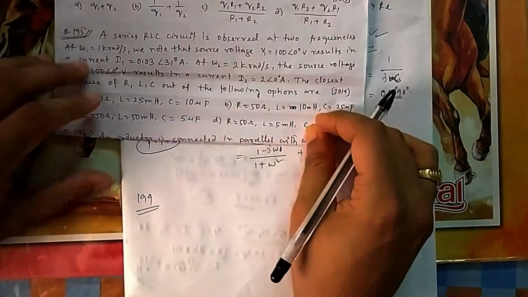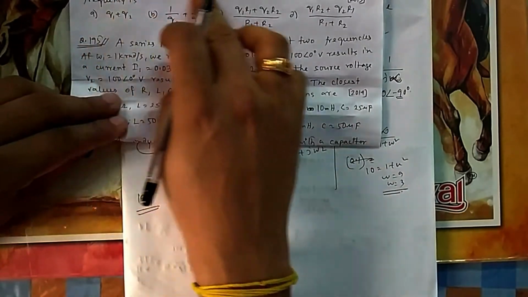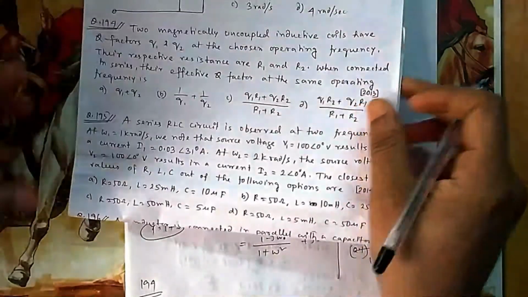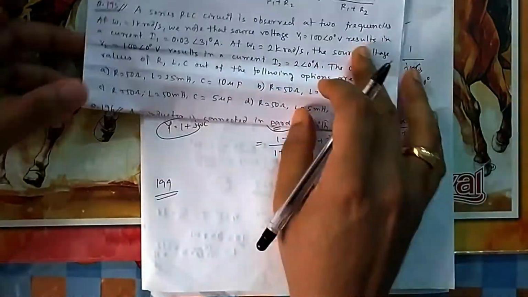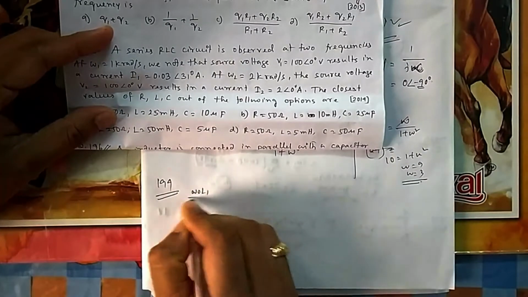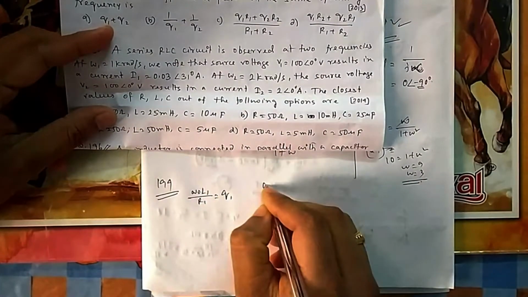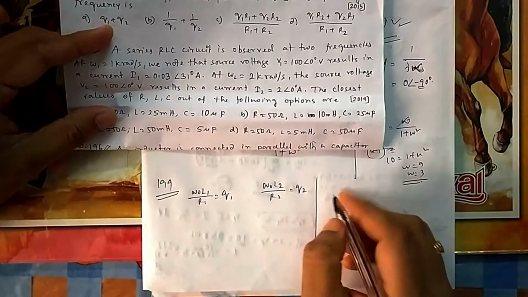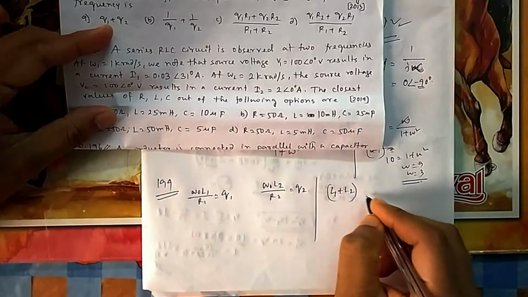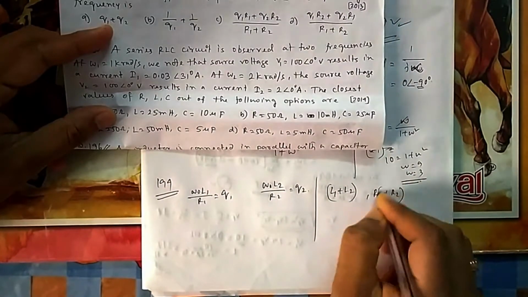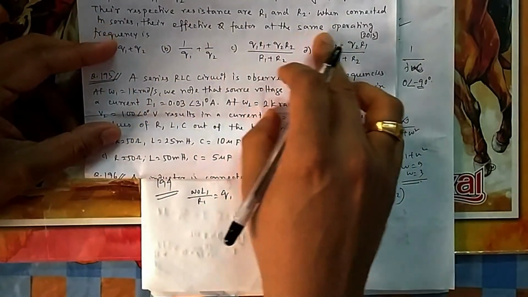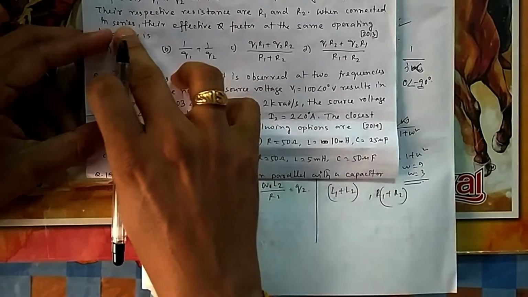Question number 194. Two magnetically uncoupled inductive coils have Q factors Q1, Q2 chosen at operating frequency. Their respective resistances are R1 and R2. When connected in series, find the effective Q factor at the same operating frequency. Now this is given, the first one, Q1 equals omega 0 L1 by R1. This is the quality factor we know. These two are given to me, so keep it as it is. And what is the overall inductance? L1 plus L2. The overall resistance will be R1 plus R2. Because they are uncoupled, only these will come, no mutual inductance will come, and they are connected in series. So that's why I have directly added.